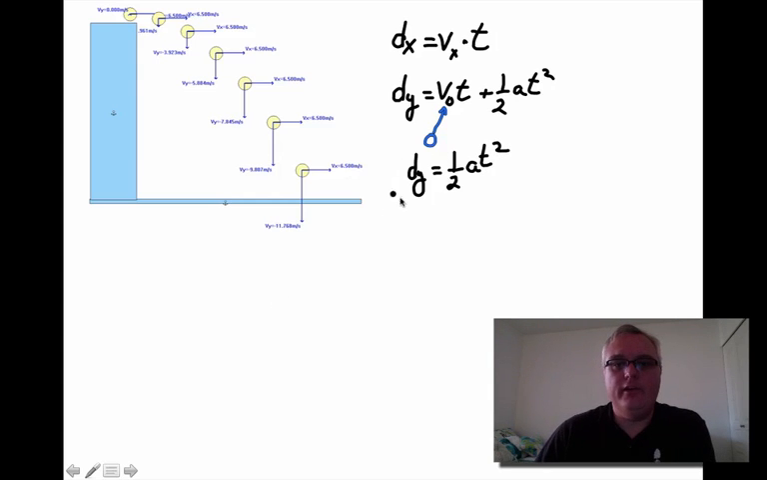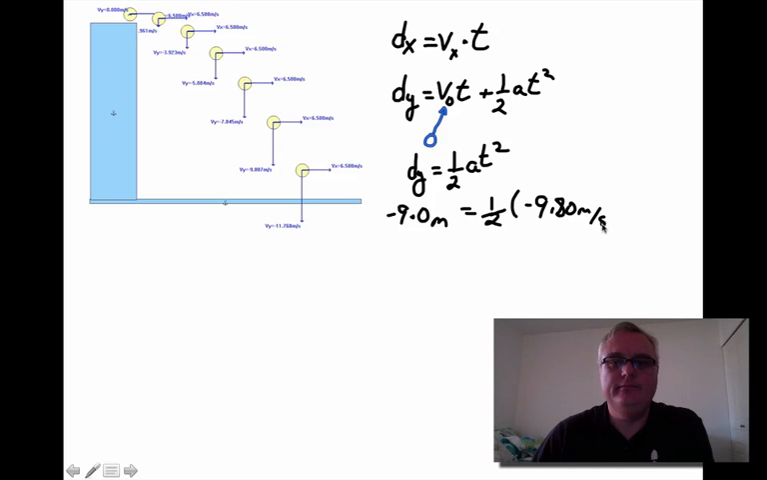And since I know the vertical displacement is -9 meters, it falls downwards, remember, so the negative is important. So it falls down 9 meters, and the reason it falls is because of gravity. Again, gravity is acting downwards, negative 9.80 meters per second squared. So I can get the time that it takes to fall. And that time, when I rearrange this and plug it all into my calculator, is 1.36 seconds.